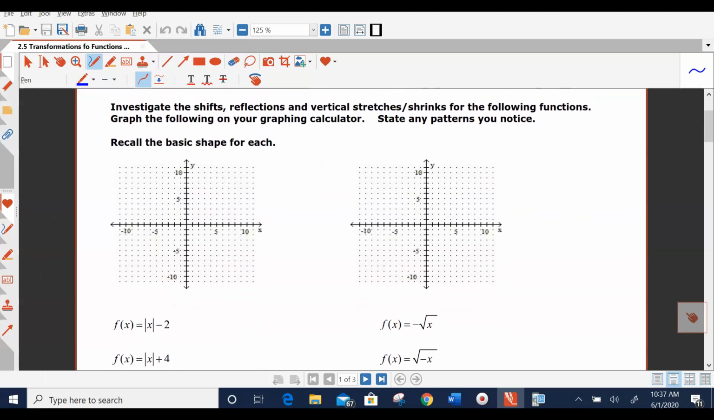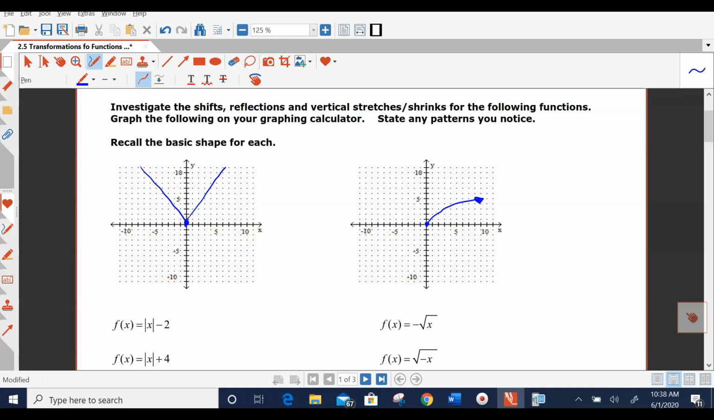When I see the absolute value, I know that its shape is a V shape. So the V shape just looks like this. And when I see the square root, I know the square root shape has this basic shape, arcing out to the right, starting here at 0, 0. Absolute value is centered at 0, 0, and then goes out as a V in either direction.